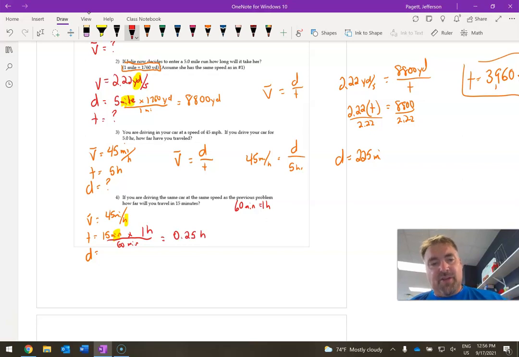So now I can plug into my equation. V average is equal to D over T. My V average is 45 miles per hour. My distance is what I'm looking for. My time, that's that 0.25 hours. And so 45 times 0.25 is going to give me a distance of 11.25 miles.